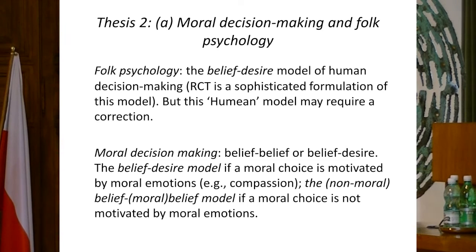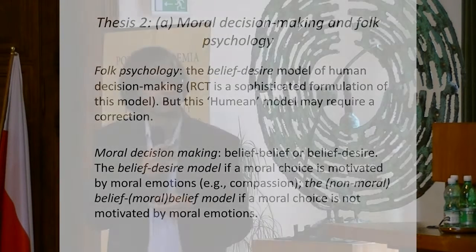In the context of moral decision-making, we can distinguish two incarnations of this folk psychology. In the first case, we have the standard belief-desire version of folk psychology, but perhaps with reference to those counter-preferential rule-guided choices, we should speak more plausibly about a belief-belief way of explaining human actions. To be more precise, the belief-desire model would be a proper one if a moral choice is motivated by moral emotions, for instance, compassion. So it would be adequate with respect to those emotions which can be plausibly modeled by means of standard rational choice theory. And the non-moral belief and moral belief model, so this double belief model, would be proper if a moral choice is not motivated by moral emotions.